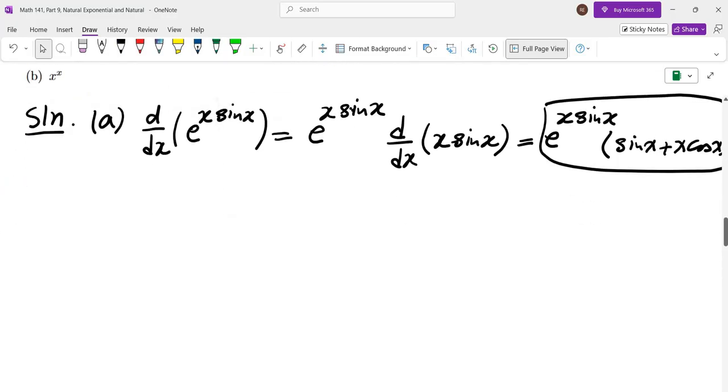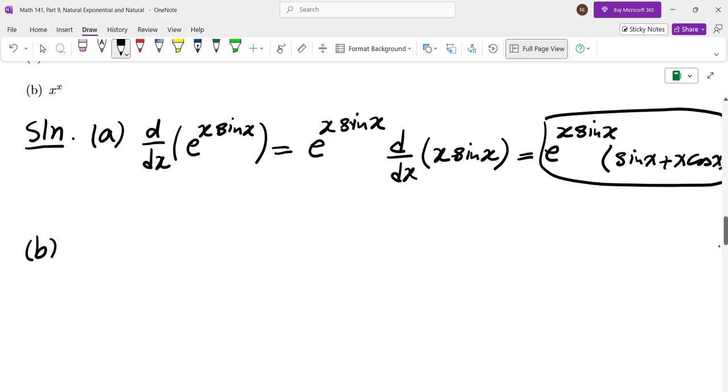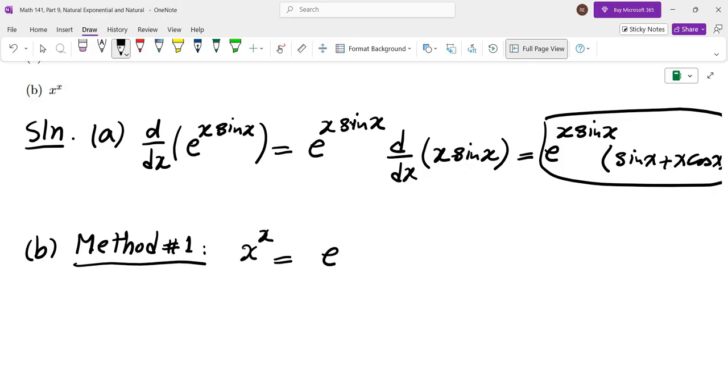Okay, let's look at the second one. The second one, unfortunately, the base is not e, so this is more difficult. There are two different methods for solving this one, and I'm going to explain both of them, and then you can decide which method to use. Method number one is to turn the base into e. So how do we turn the base into e? Well, x is e to the power of natural log of x, because exponentiation and natural log are in fact inverses of each other. So if you apply natural log and then apply exponentiation, you go back to x itself.